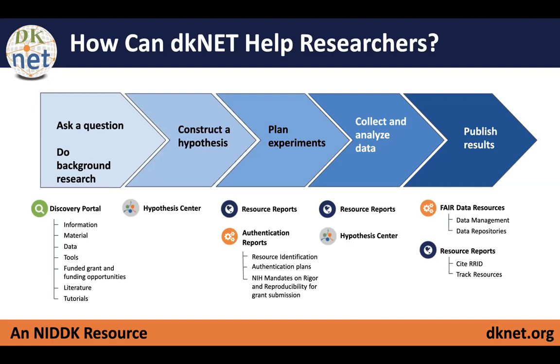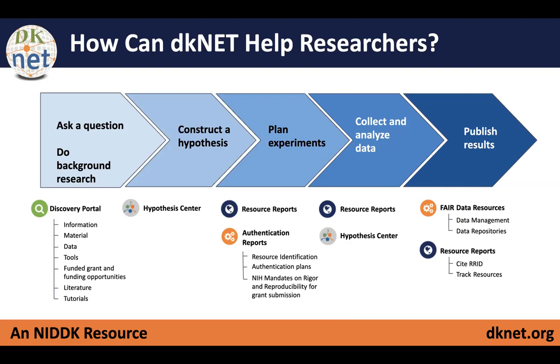So for example, when you're doing some background research, our discovery portal, which brings together search across 200 plus different biomedical databases, allows a researcher to go in and search for information, for data, for funded grants, funding opportunities, literature, tutorials, things that might be needed when one is doing background research. There is the Hypothesis Center, which is one of the new areas that we're building out on the site, which can allow people to interrogate and examine data to help construct hypotheses.